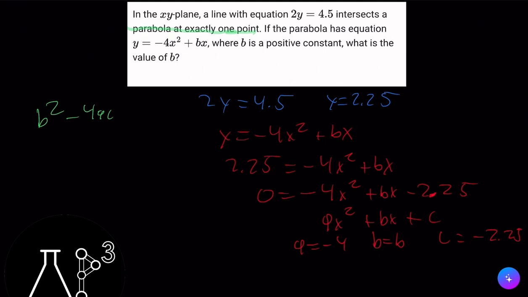But before we do that, what does the discriminant formula give us? It tells us how many solutions are in one equation. So if b squared minus 4ac equals 0, that's one solution. If b squared minus 4ac is greater than 0, that is two solutions. And if it's less than 0, that's no solution.